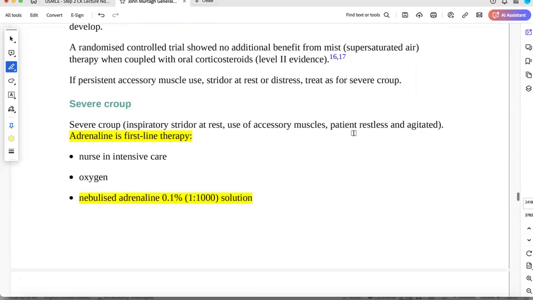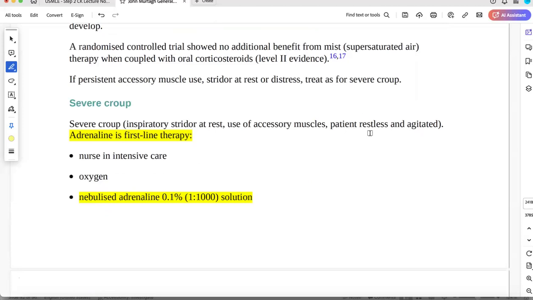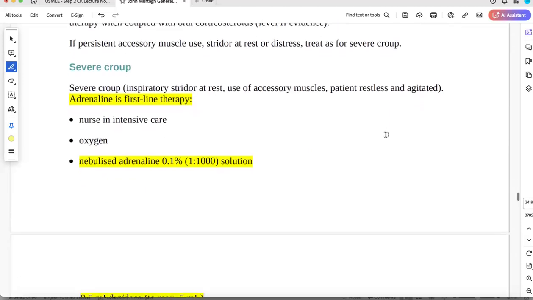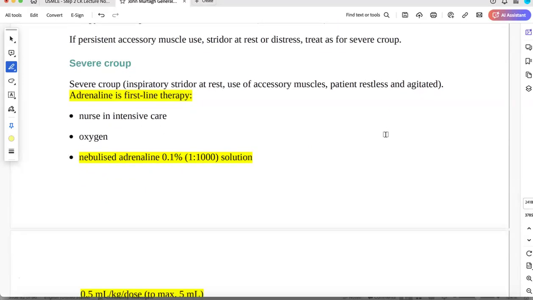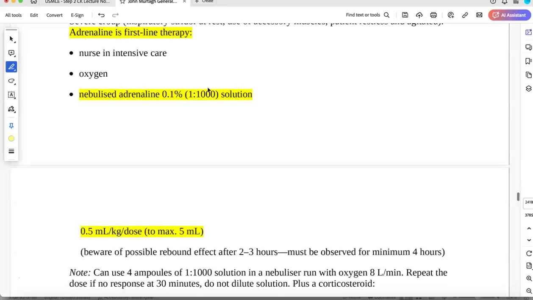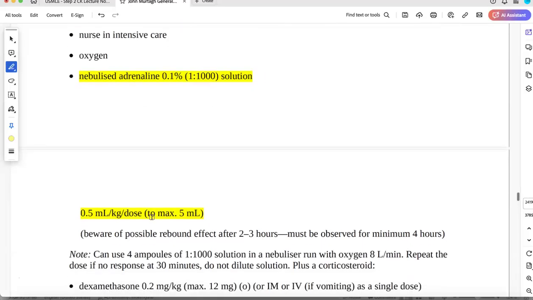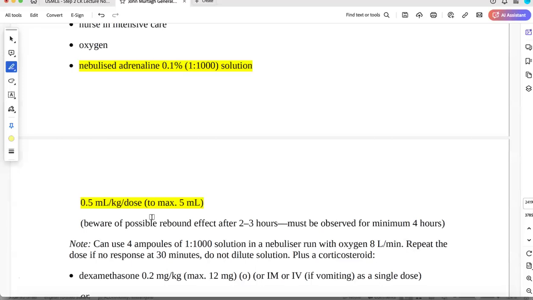Okay, how about severe croup? In severe croup, the child will be cyanotic, hypoxia can be there, agitated, lethargic. The main treatment for severe croup is nebulized adrenaline, not oxygen. Remember it, nebulized adrenaline is the first line treatment. And this dose you need to remember. Not all doses come in the exam, but the adrenaline dose comes in the exam. The dose of adrenaline for severe croup is 0.5 mL per kilo per dose.